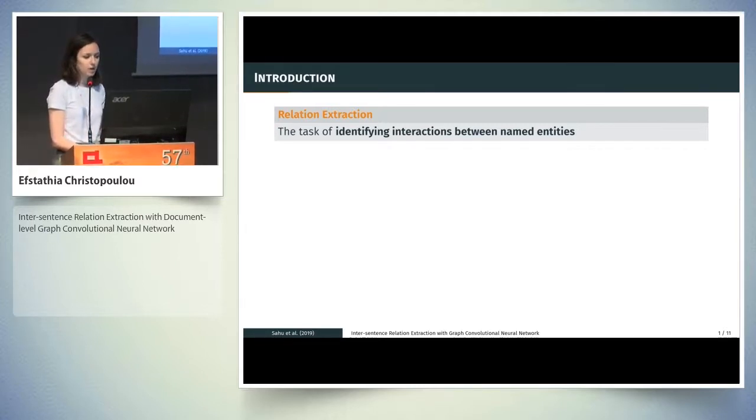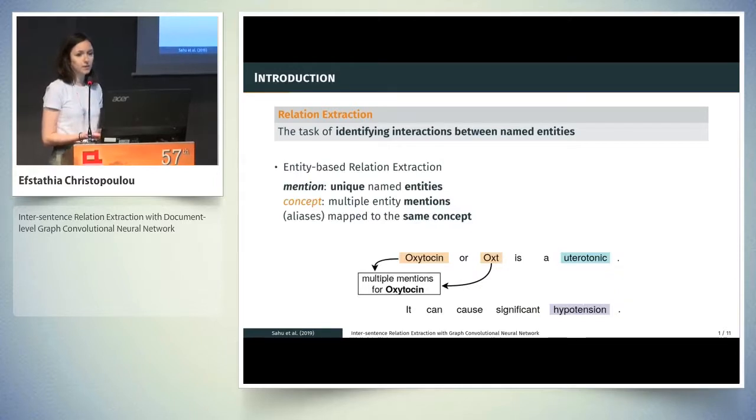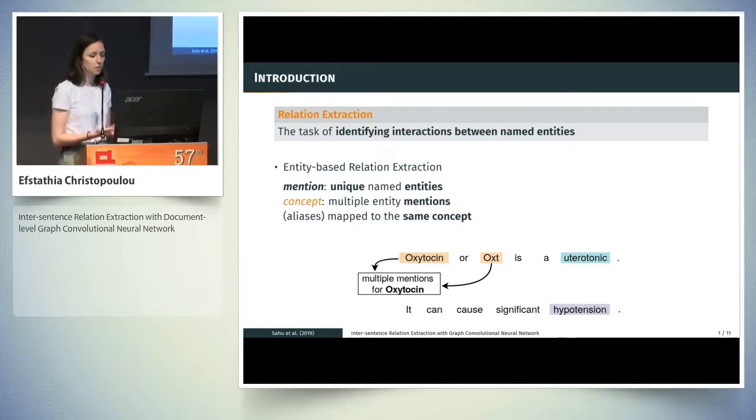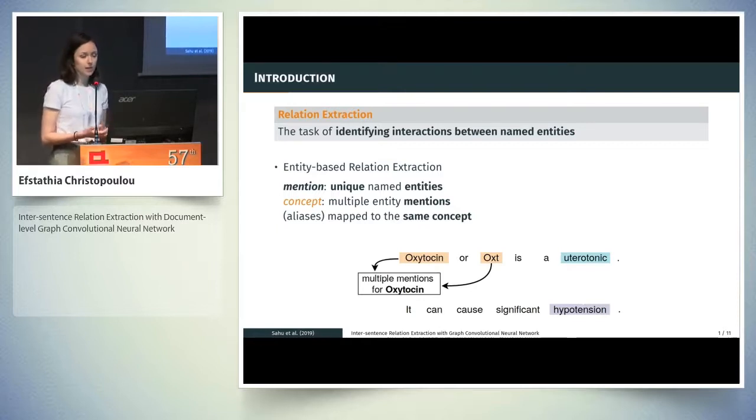of extraction. First is entity-based extraction, where we have two types, mention level and concept level. In the first level, we consider each named entity uniquely. So as you can see in the example, oxytocin, OXT, eutonic, or hypotension are considered different entities, whereas in the concept scenario, multiple entity mentions are mapped to the same concept. So here, oxytocin and OXT are considered as two mentions of the same concept, oxytocin.